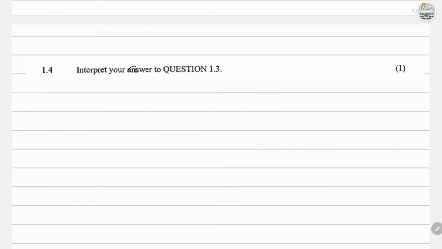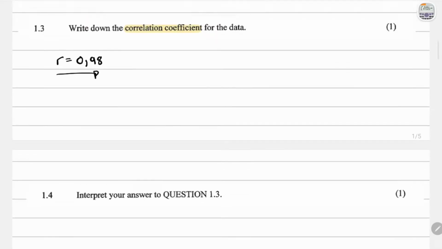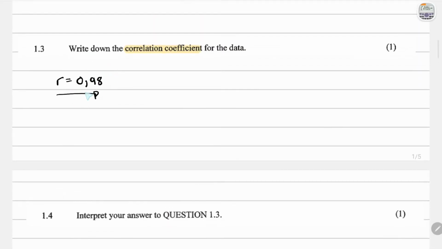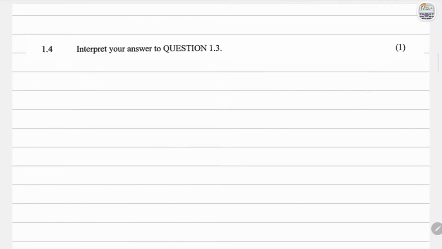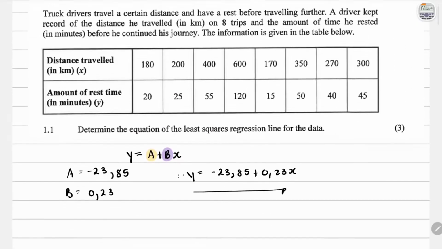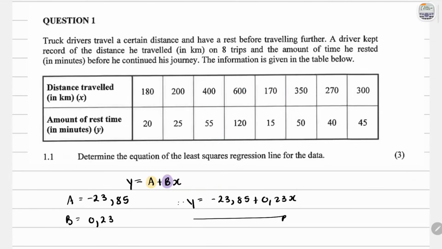Question 1.4 says, interpret your answer in question 1.3. So you see that in 1.3, we found the correlation coefficient, and it's 0.98. So we need to interpret what that means about our data. So remember that we have a bivariate data set. So we are looking at whether these two variables are related. Does the distance traveled affect the amount of time that the truck driver takes to rest? Now, saying it like that, of course, you can see that it does affect it. If you went for a longer drive, you would require more rest.